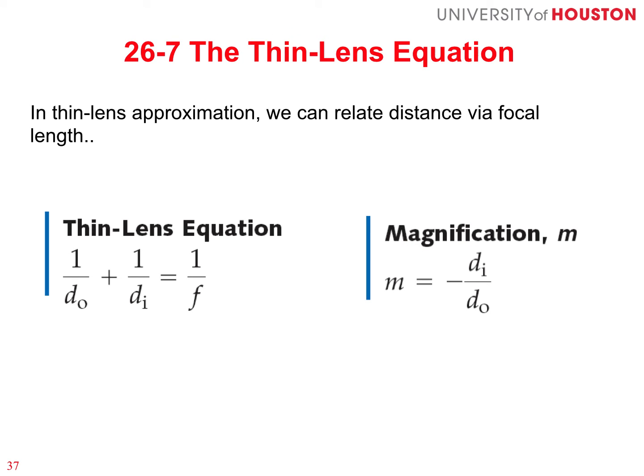In addition to ray tracing, we can use an equation that is exactly the same as the mirror equation. For this case, we refer to it as the thin lens equation, and that tells us that 1 over the image distance plus 1 over the object distance will equal 1 over the focal length. The magnification is defined in the same way, and this will be equal to minus the image distance divided by the object distance.